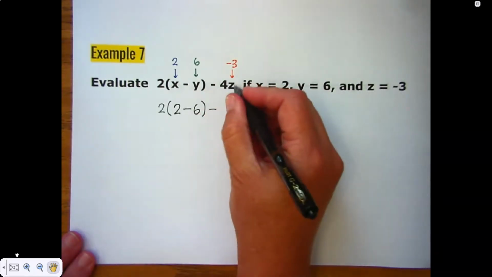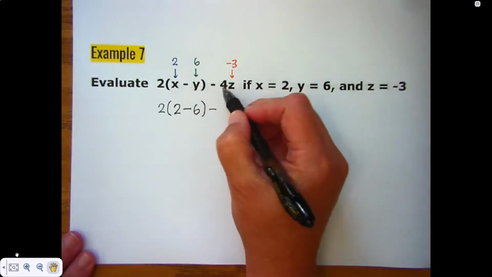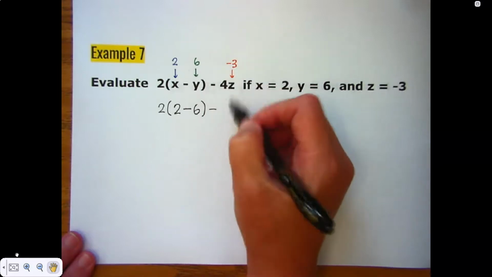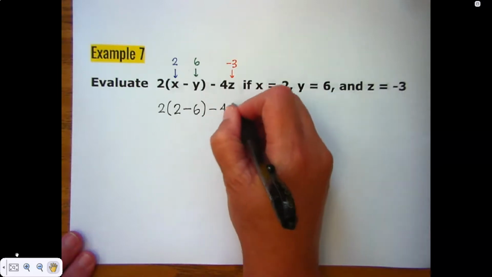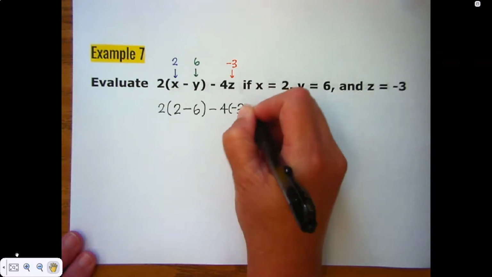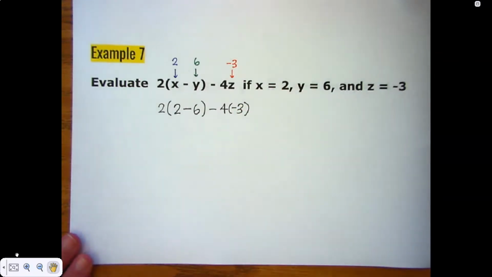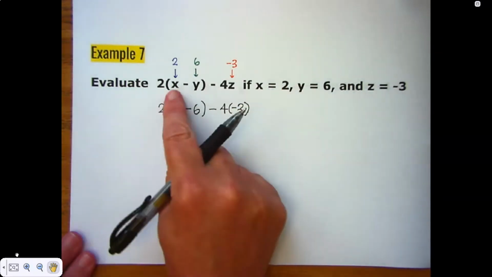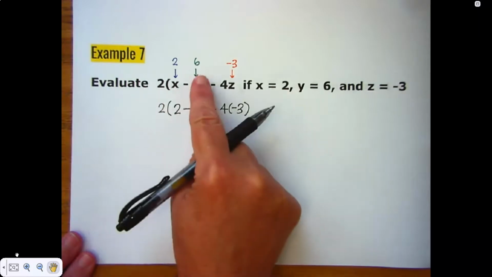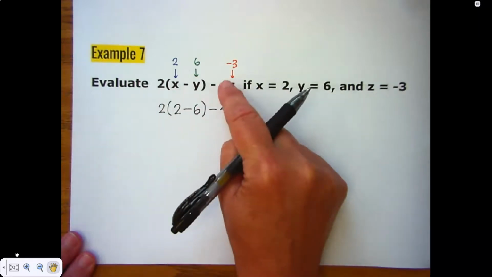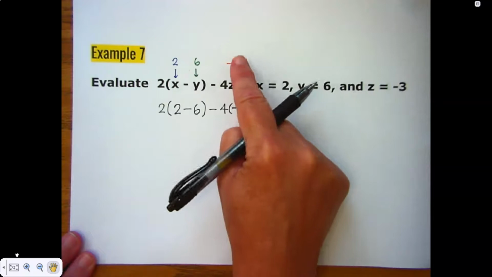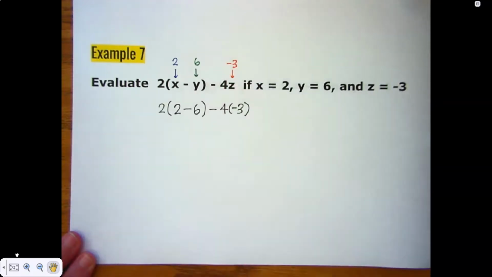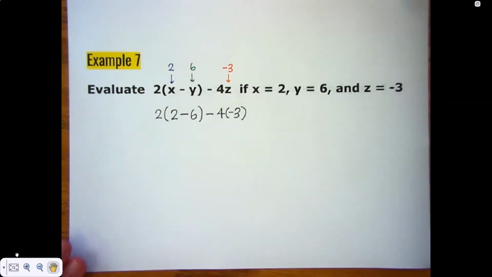Minus 4z. Now notice 4z means 4 times z. So because this is multiplying, I will need to put my -3 in parentheses. So just a plain x, I can sub in, just a plain y, I can sub in, but when I see 4 times z, I've got to put that -3 in parentheses to show that that's multiplying.